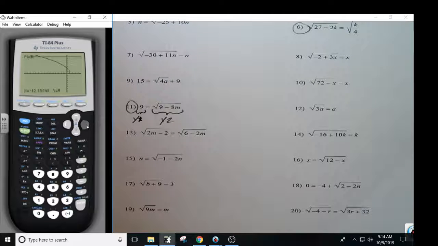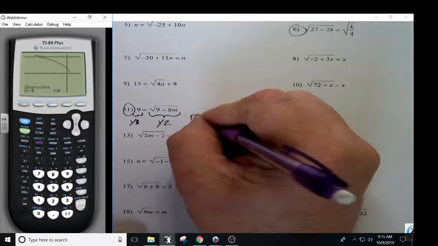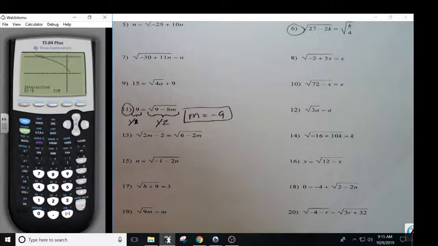Now, guys, notice I have an intersection between the two functions here. So all you're gonna do, second trace, intersect, option 5. Get close to where they intersect, and you're going to press enter 3 times. 1, 2, 3. Your answer is x equals 9. That's all you got to do if you're solving these things.